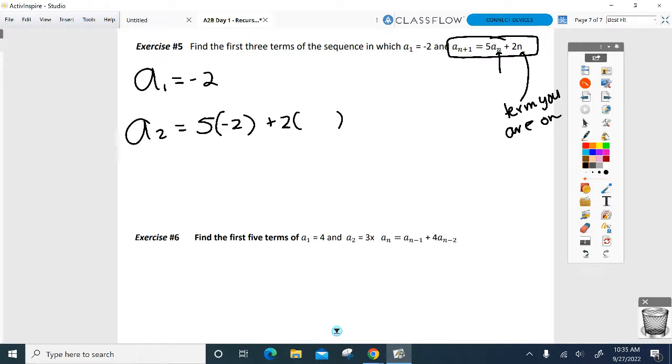So Alexis, I'll go back to you. What term are we finding right now? Second term, 2. Okay, so the n without the a means you plug in the term we're currently looking for, which in this case would be 2. Second term. All good? Previous term, term we're currently on. So this would be negative 10, negative 6.